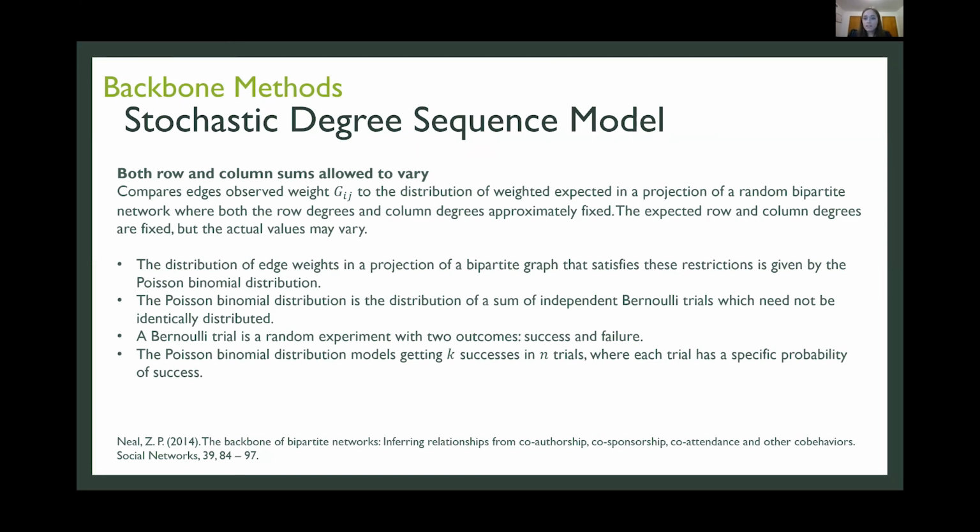So I thought I'd show you how we can see that our scenario is modeled by this. So the Poisson binomial distribution is the distribution of a sum of independent Bernoulli trials, where each of these might have their own specific probability of success. And a Bernoulli trial is just like a coin flip. So it's a random experiment with two outcomes. That might be success, failure, heads, tails, yes, no, etc.